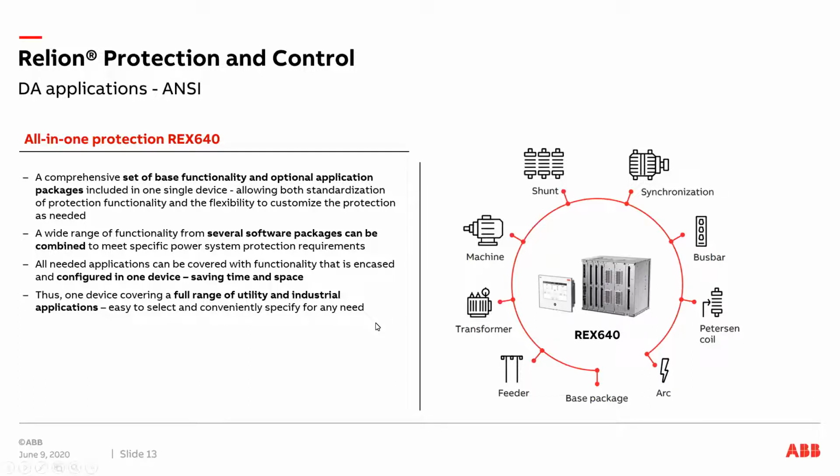Okay, and several application packages can be combined to meet specific power system protection requirements. All these applications can be covered with functionality in one device, which means you save time and space configuring different devices. So it covers a full range of utility and industrial applications, and it is easy to select and conveniently specify for any need. Okay, so this is the concept of REX 640.